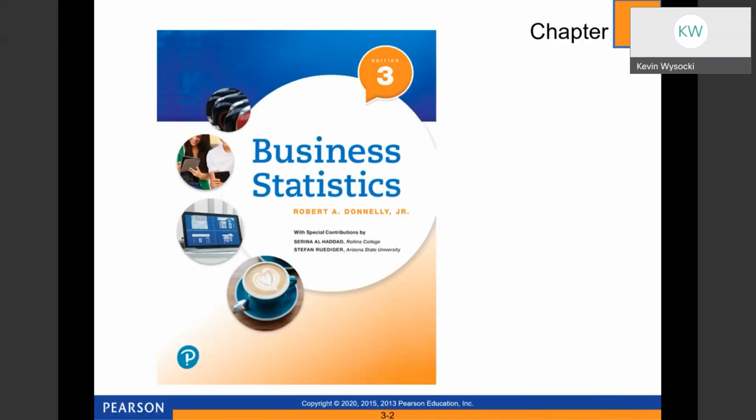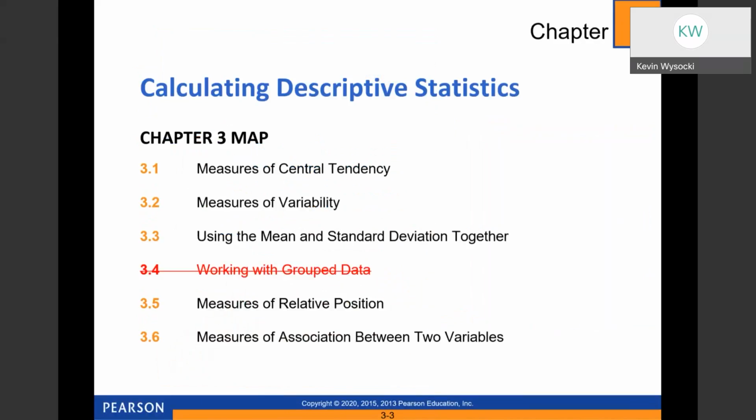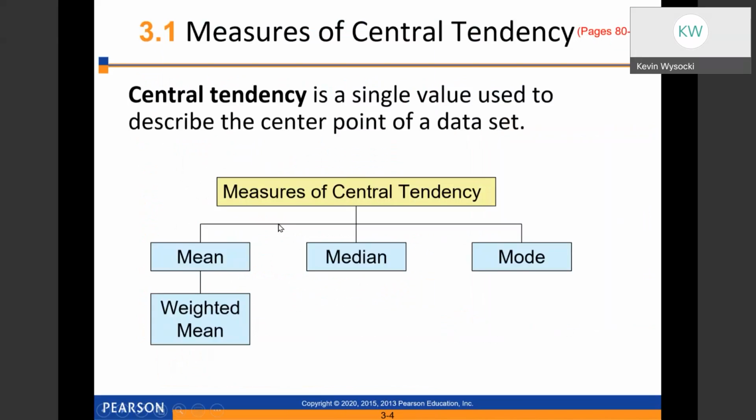So as usual, we'll be using the Pearson's Business Statistics book. So the first concept we come to is called central tendency. Central tendency is a single value used to describe the center point of a data set. There's 3 words that they use in this section. The first one is the mean. The common word that we use in everyday language for the mean is the average. The next term is the median, and then the next term is the mode. We can also have what's called a weighted mean or a weighted average.